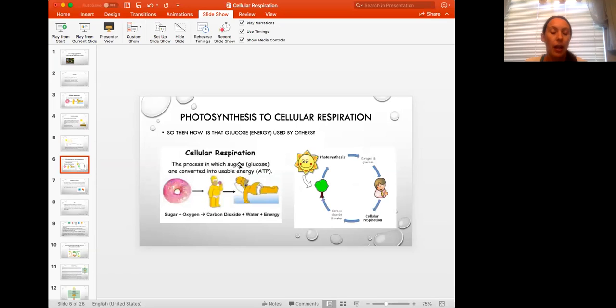In the course, it goes from photosynthesis to cellular respiration. And then there is an activity in there that talks about how they are related. We'll look at that here. So how is it that glucose, that energy, can be used by others?